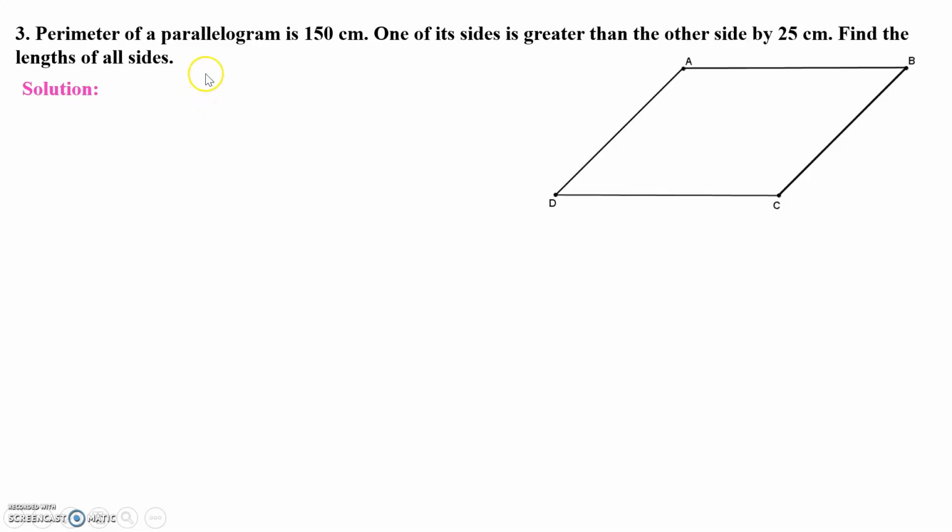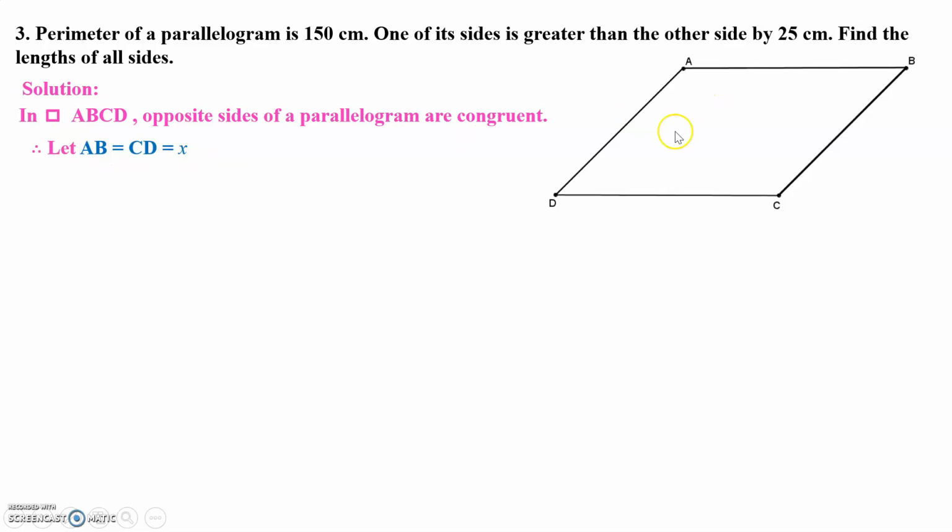Now we know that opposite sides of a parallelogram are equal or congruent. So in quadrilateral ABCD, opposite sides of a parallelogram are congruent. So let us take one pair at a time. Let us take AB equal to CD equal to x. So let's mark it in the figure. AB equal to CD equal to x.